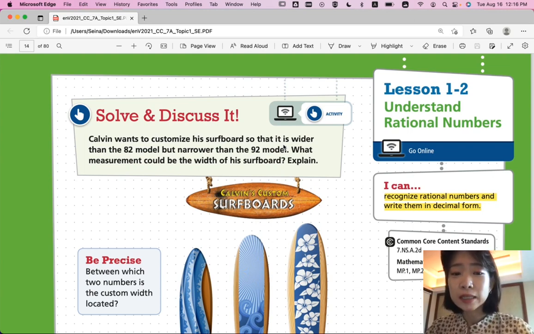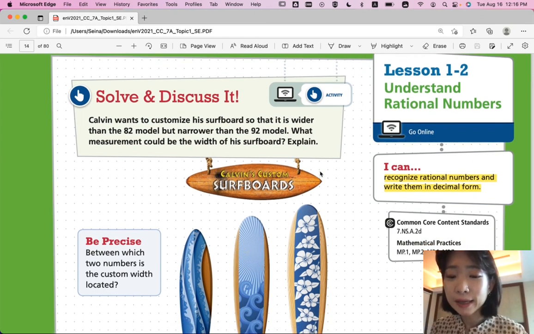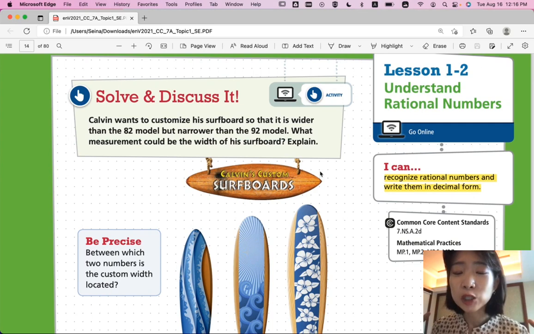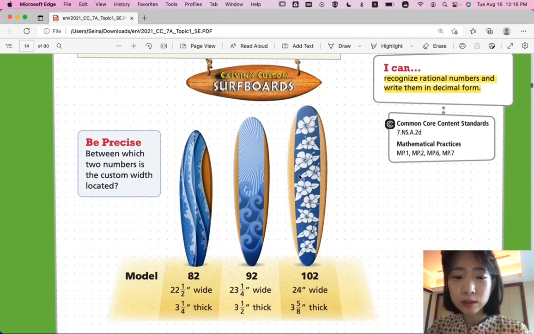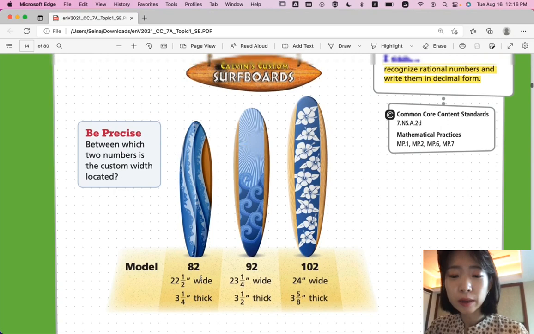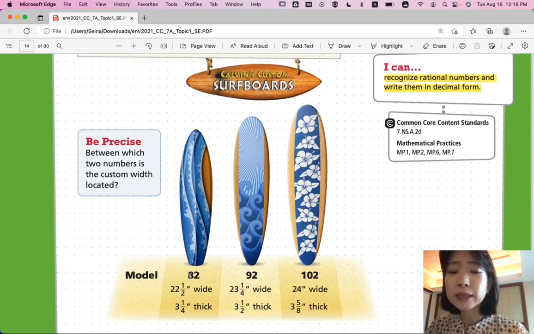Calvin wants to customize his surfboard so that it is wider than the 82 model but narrower than the 92 model. What measurement could be the width of his surfboard? So we're talking about the width, not the height, okay? And if it's wide, the measurement is width. So if it's wider than the 82 model, the model number is 82.